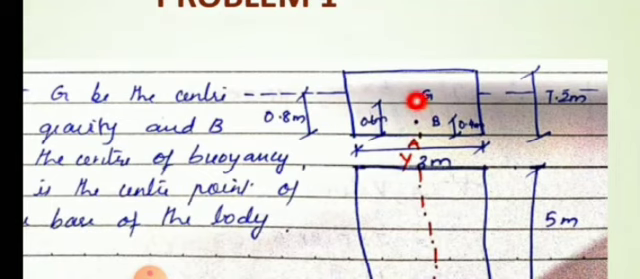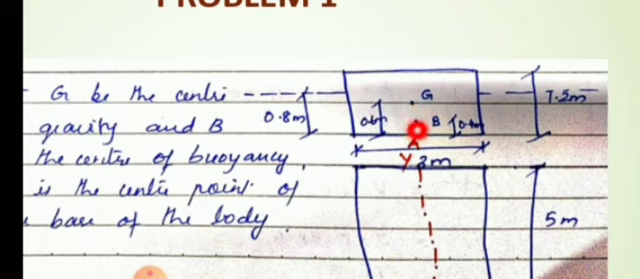Okay, so here G is the center of gravity of the body and B is the center of buoyancy. Where will G come? G will be coming at the center of the depth. Depth is 1.2 meter, so G is at 0.6 meter from the base. We will mark a reference point A in the base and we will be measuring the height from A. So from A, G is at a height of 0.6 meter.